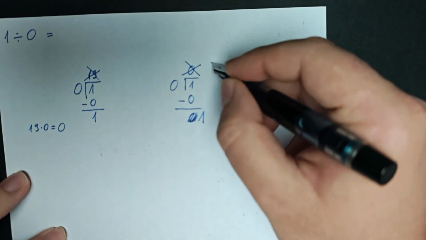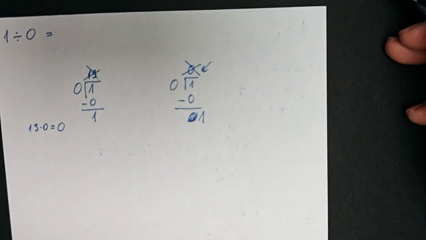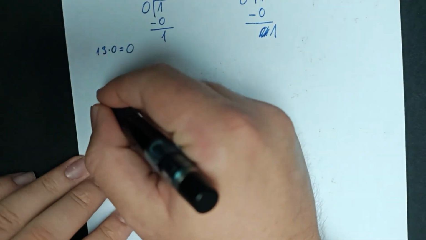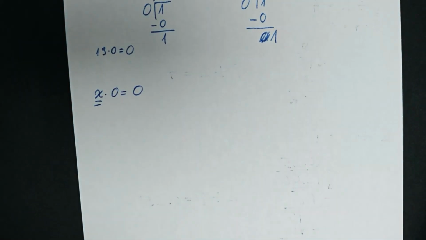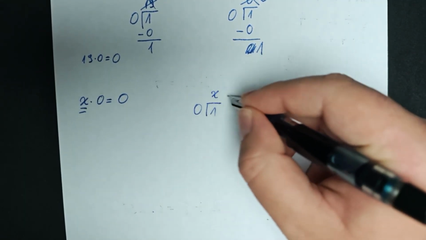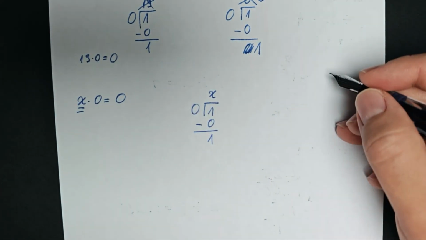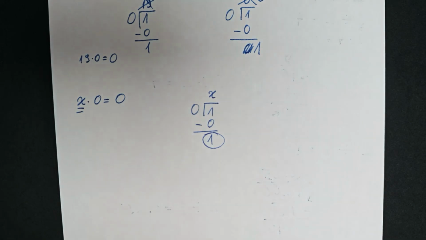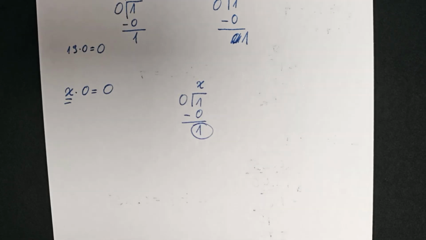It doesn't matter which number you put here. If you multiply any number with 0, you always get 0. X multiplied by 0 is always 0. X can be any number. So for any number x that you put here, x multiplied by 0 is 0 and 1 minus 0 is always 1. So we are always going to get this number 1 here. It doesn't matter what you try, this will always fail to work. There is no number that multiplied by 0 gives 1.